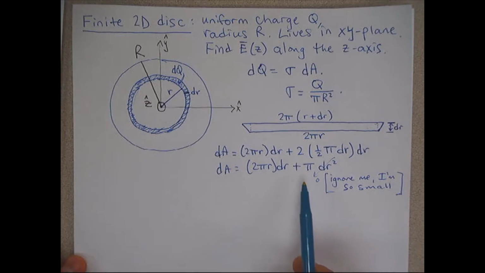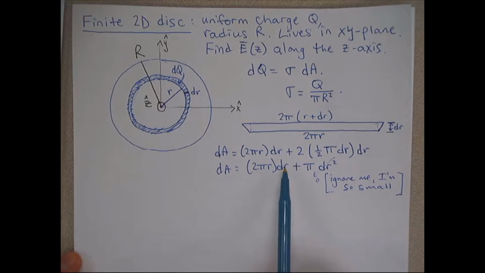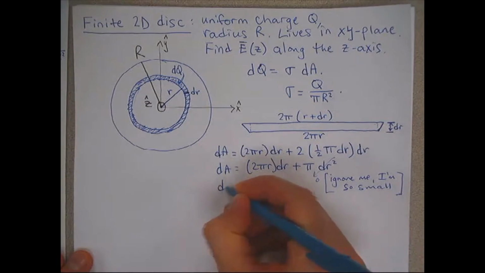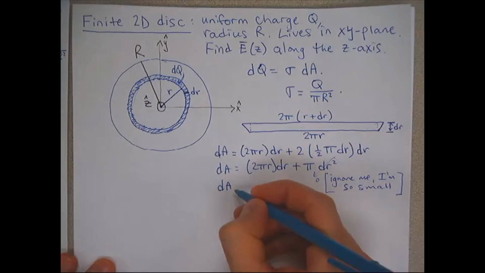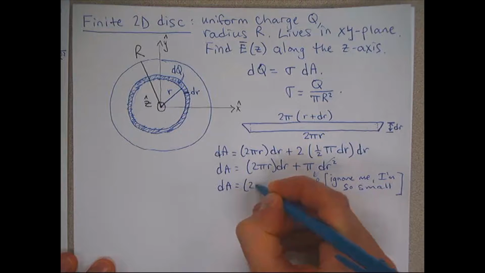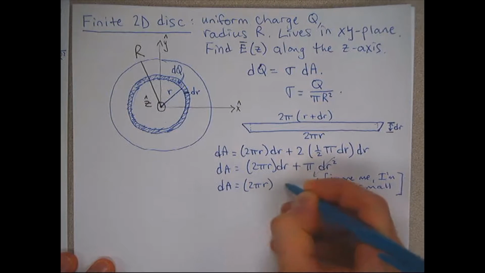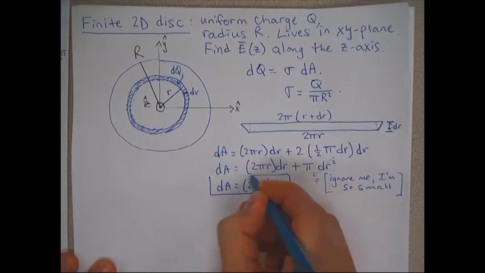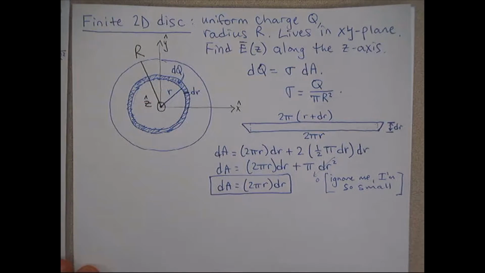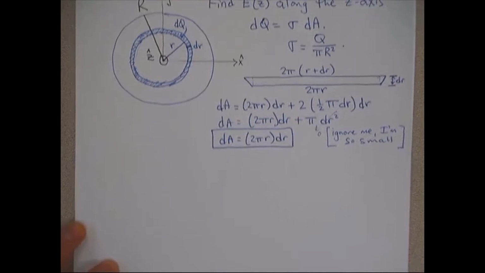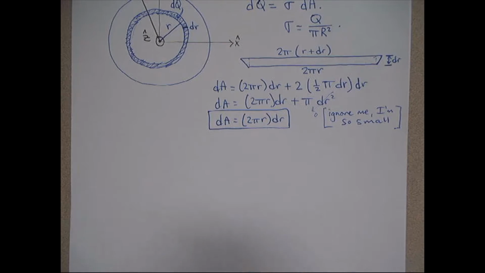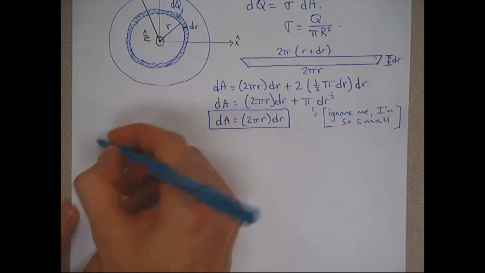So we'll throw out this term entirely. It's unimaginably smaller than this term. We will use the result then that the area of each ring is its inner circumference, 2 pi r, times its thickness, dr. That is an important result that we'll be using throughout the semester. So make note of the dA for a ring.